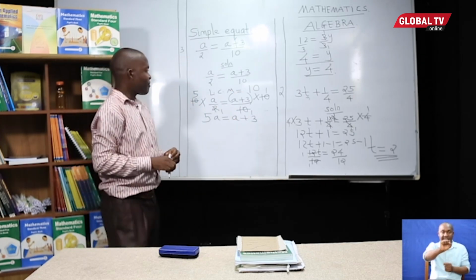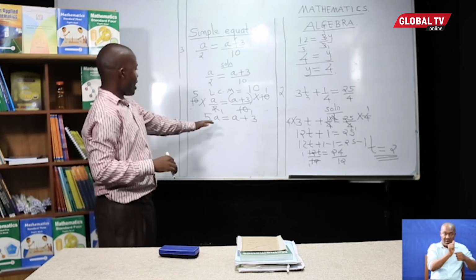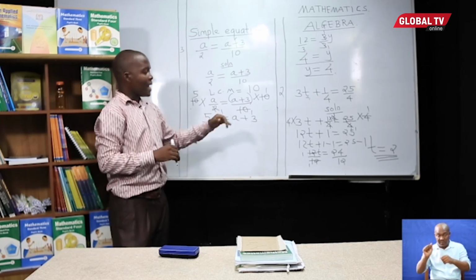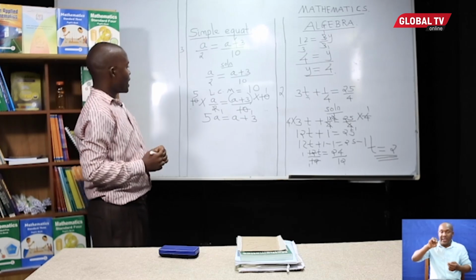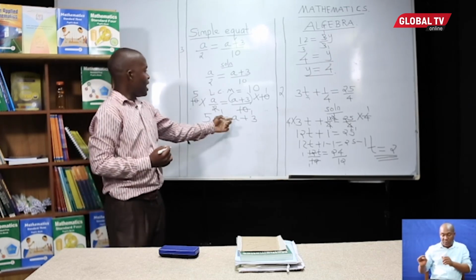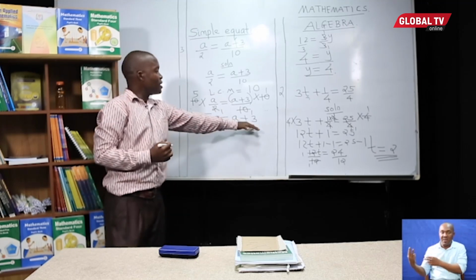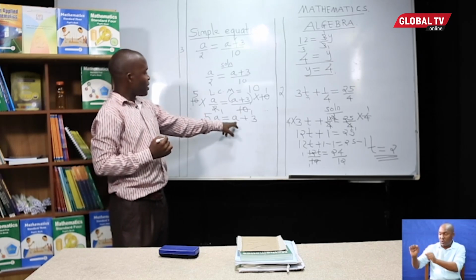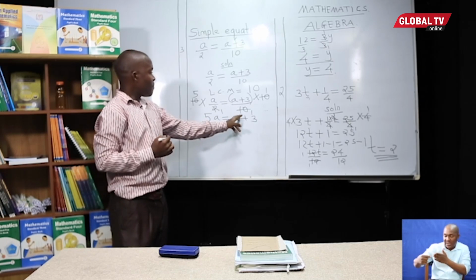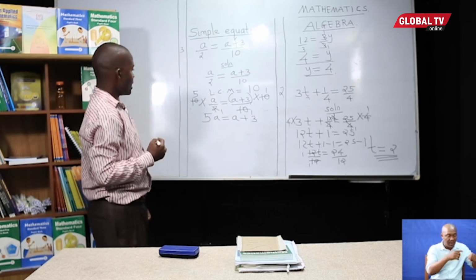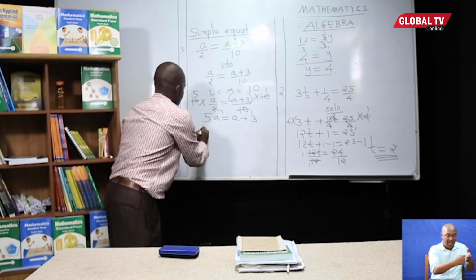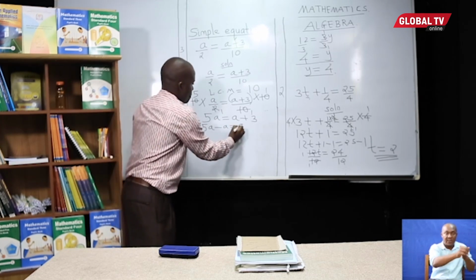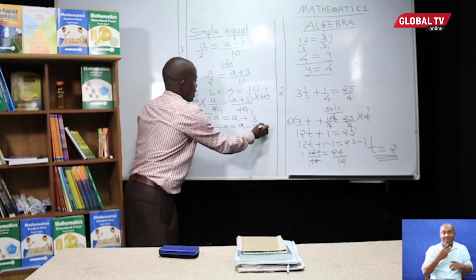But remember, we are finding the value of letter A. Here we have 5A is equal to A plus 3. Remember, 5A and A are like terms. Like terms can be added or subtracted. Because letter A is positive here, to remove it from this side we minus A, and this side we minus A. Therefore, 5A minus A is equal to A minus A plus 3.